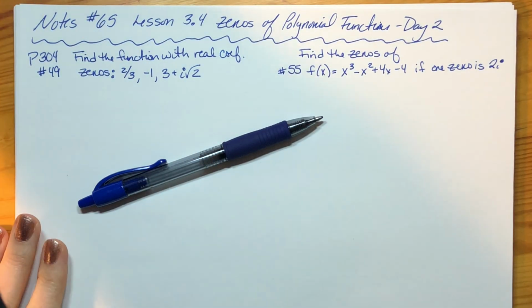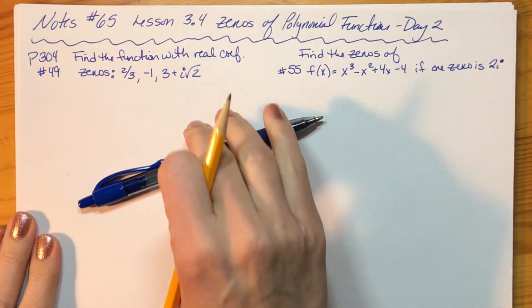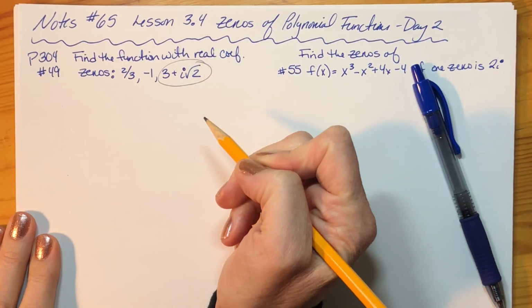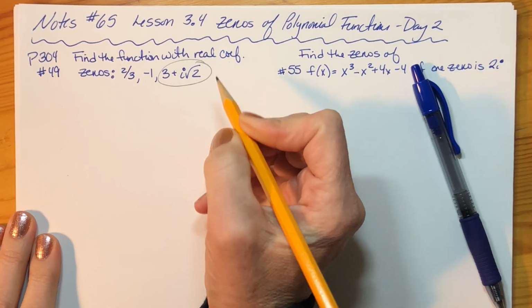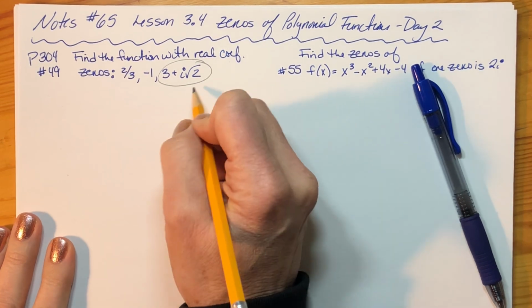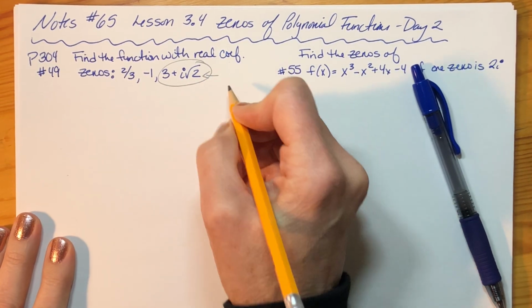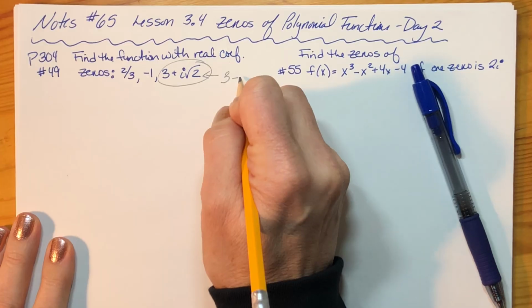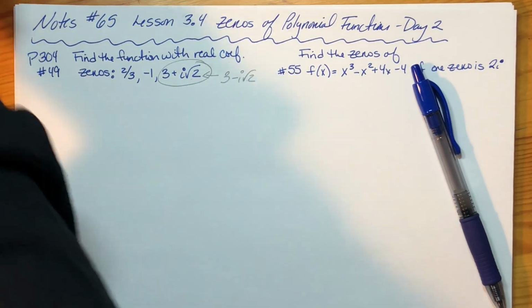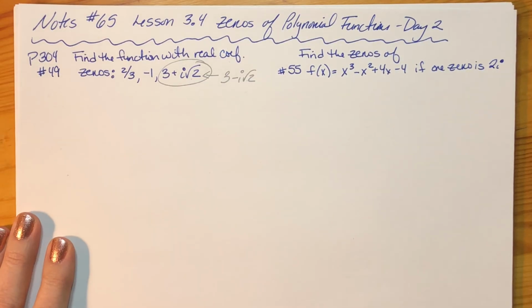Now, before I even get started, I see that i in there, don't I? I'm taking a look at this 3 plus i root 2, and right away I know there's one more, one that's not listed. It must be the conjugate, all right? A second one. So that's going to be 3 minus i root 2. So now I have 1, 2, 3, 4 roots. I'm ready to get started on my problem.